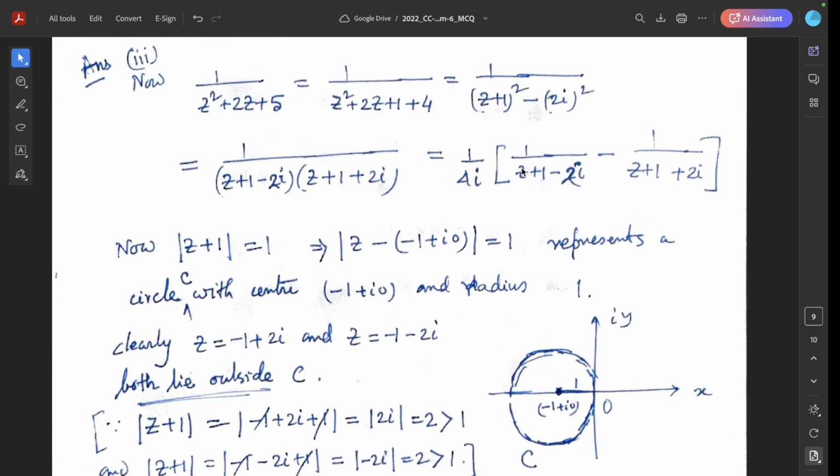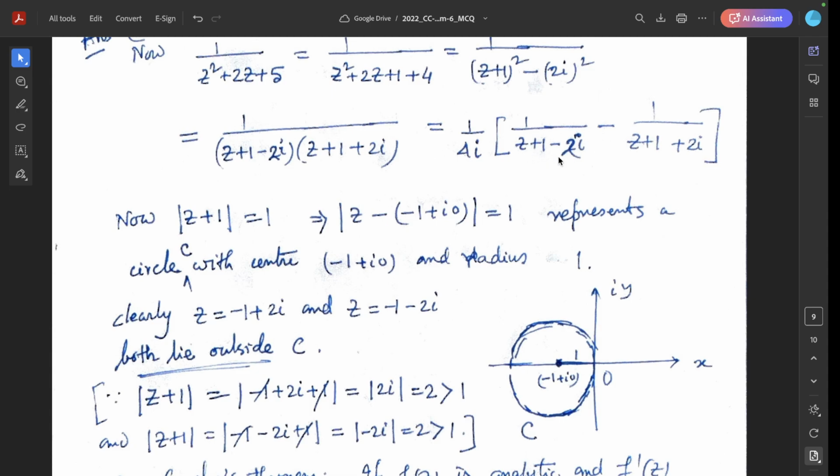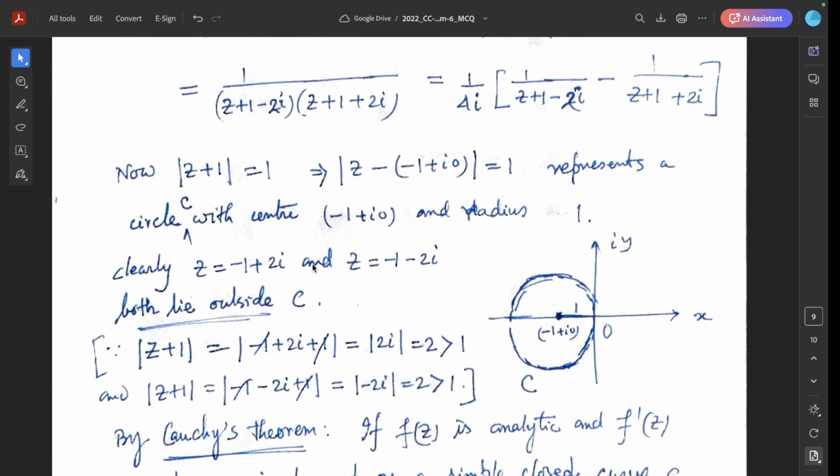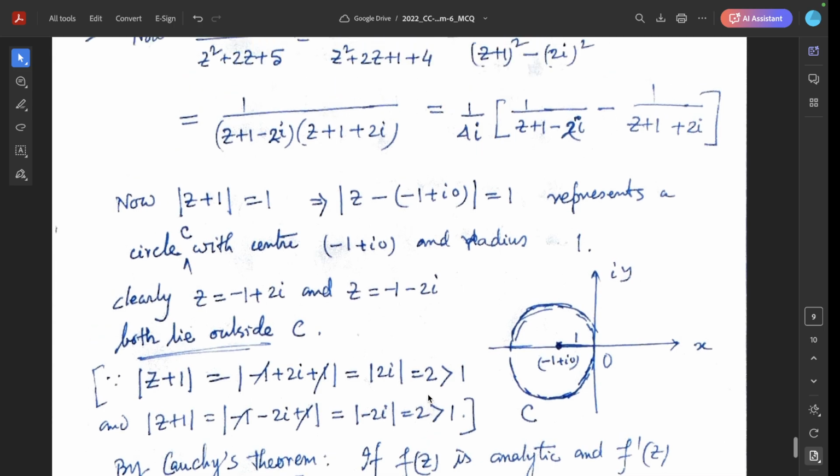For this denominator, Z is equal to minus 1 plus 2i and Z is equal to minus 1 minus 2i, where the denominator equals 0. Now we check whether these points lie within the circle or not. For this, modulus of Z plus 1 equal to, put the value Z equal to minus 1 plus 2i, plus 1, cancel this, so modulus of 2i is equal to 2, obviously greater than 1. Then minus 1 plus 2i is outside the circle, and for Z equal to minus 1 minus 2i, this 2 is also outside the circle. So the points where the denominator equals 0 lie outside the circle C.